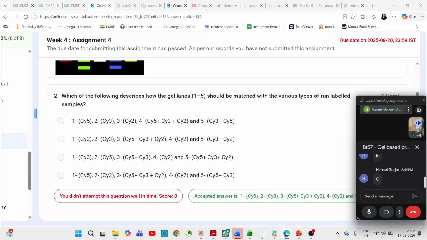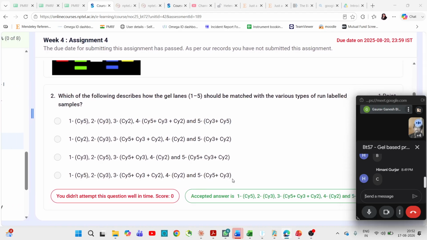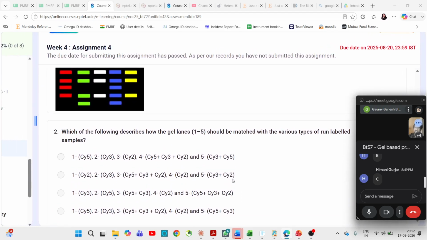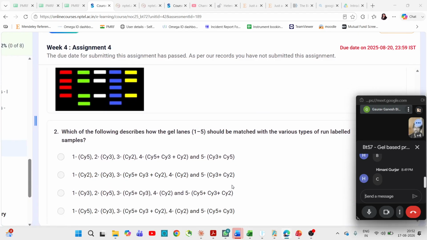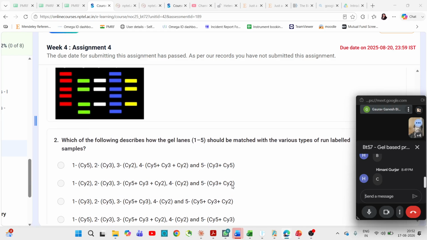So the answer is: 1 is Cy5, 2 is Cy3, 3 is Cy5, Cy3 and Cy2, all of them together. Fourth is Cy2 and fifth is Cy5 and Cy3. So you all can compare it accordingly.